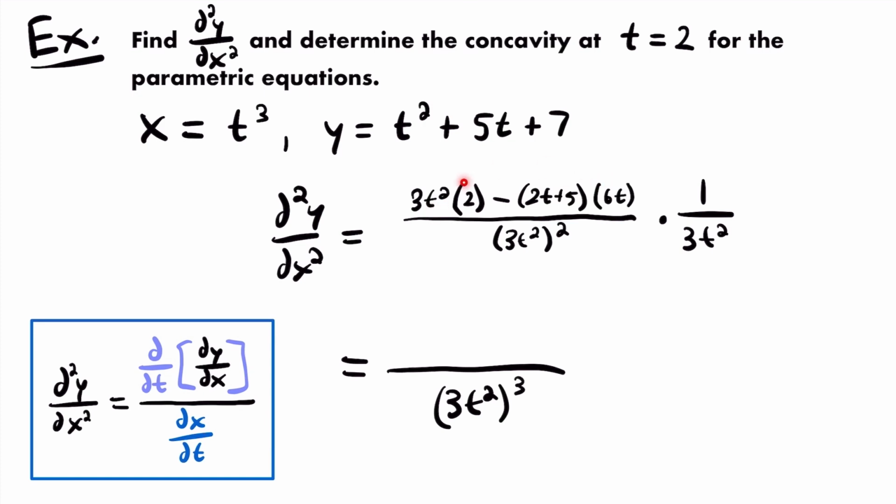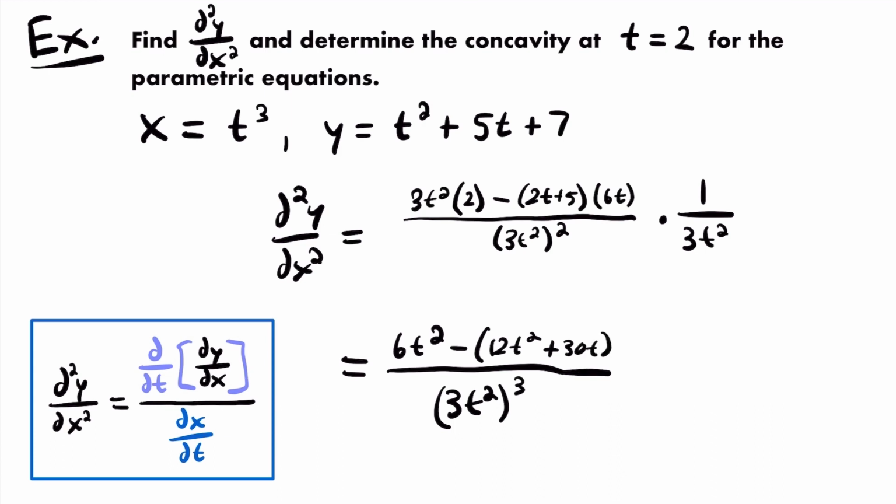And then for the numerator, we need to simplify it a little bit. So let's multiply 2 by 3t squared. That will be 6t squared. And then we're going to subtract this quantity times 6t. So let's distribute 6t into this quantity. Let's multiply it by both of these terms. 6t times 2t is 12t squared. So we'll have 12t squared. And then 6t times 5 will be 30t. So we'll have plus 30t.